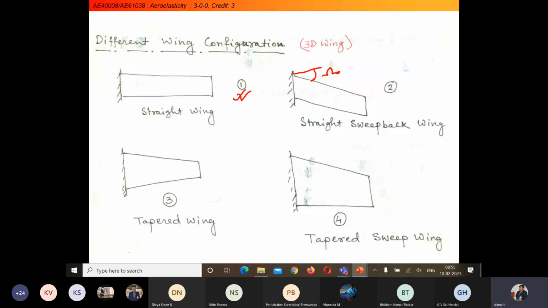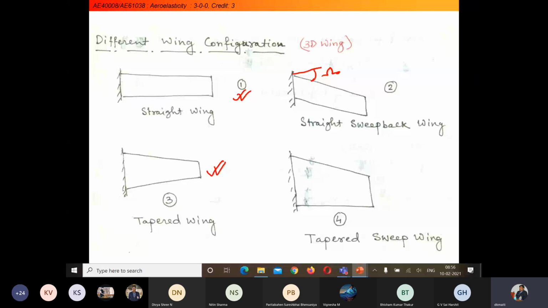And then we can have another type, that is the tapered wing. Tapered wing may be tapered in the front part of the aerofoil section or the rear part of the aerofoil section, both can be tapered in such a way that we can have this type of configuration. And we can have another, which we call the tapered swept back wing, keeping the rear part of the aerofoil section straight and only the front part slanted or tapered. So that way we can have these 4 different configurations.